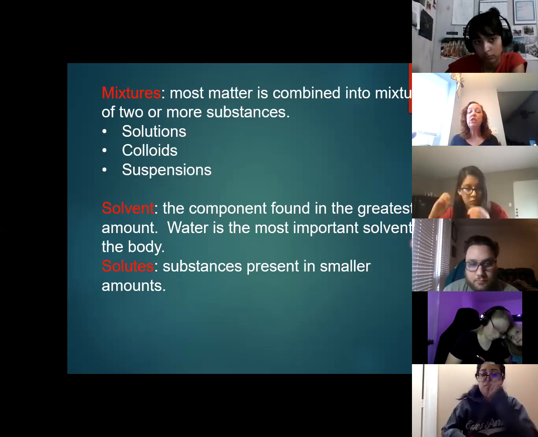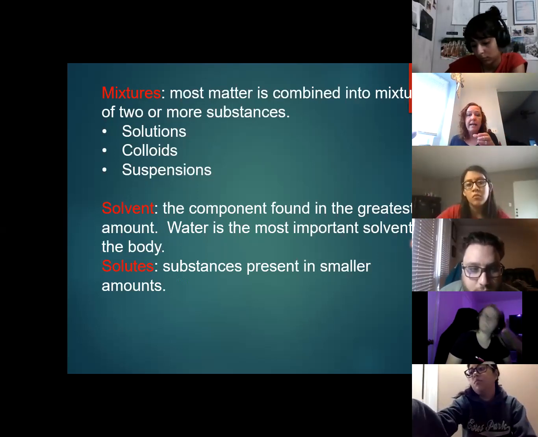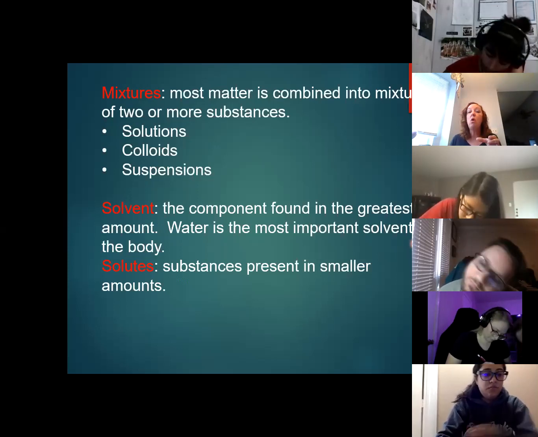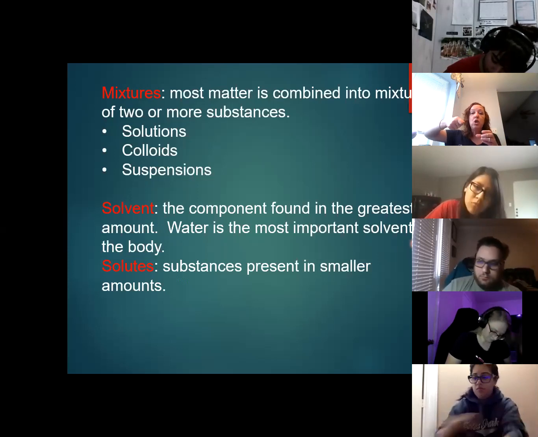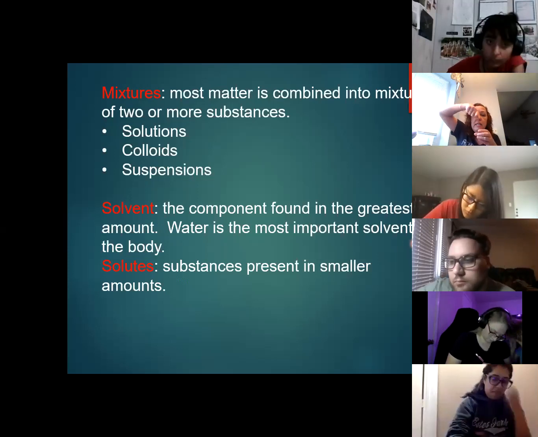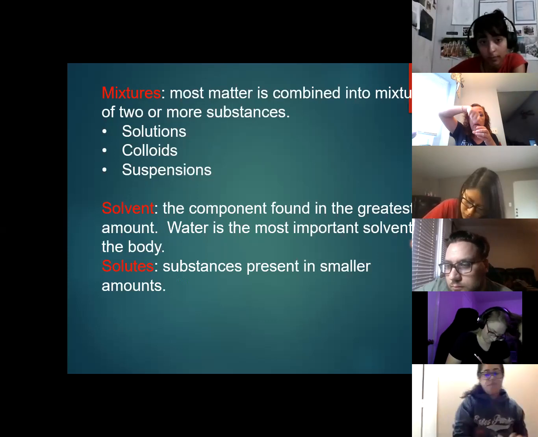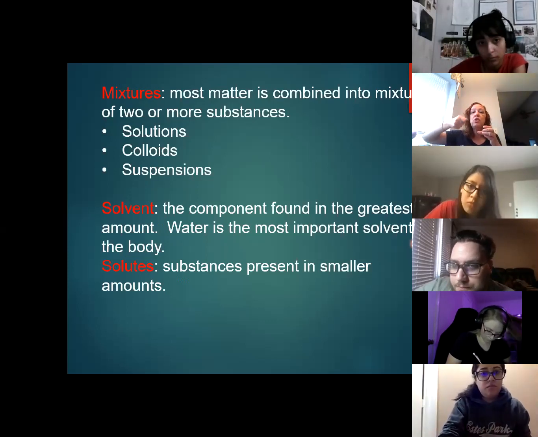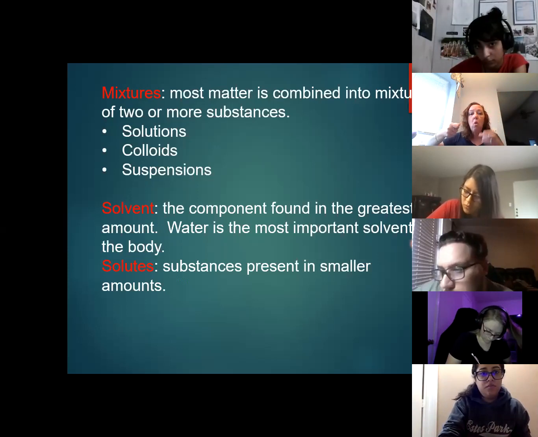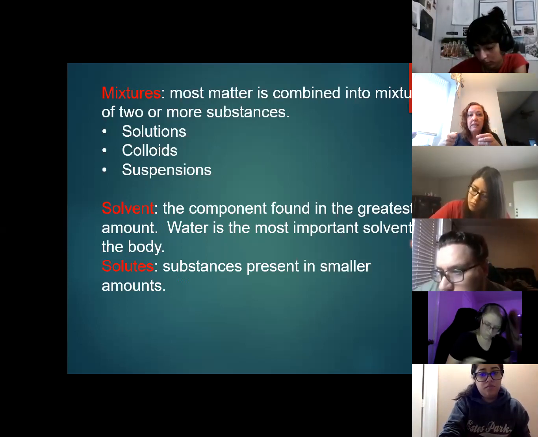So let's do an example. I have a glass of water. That is my solvent. The solvent is the water. I have a teaspoon of salt. I put the teaspoon of salt into the water and I mix it up. The salt is the solute. The water is the solvent.